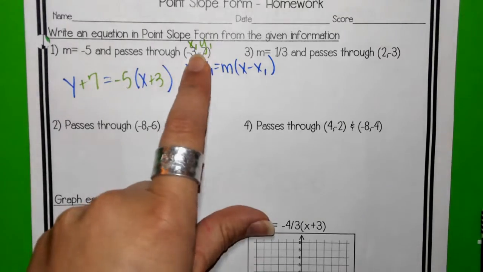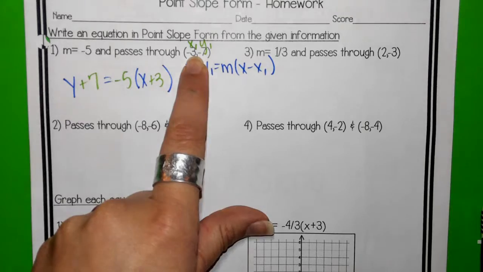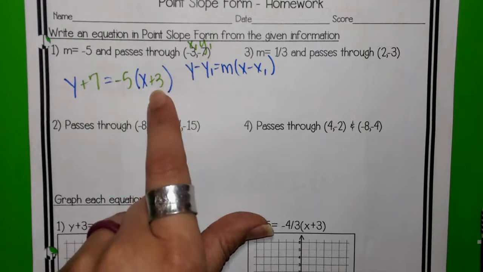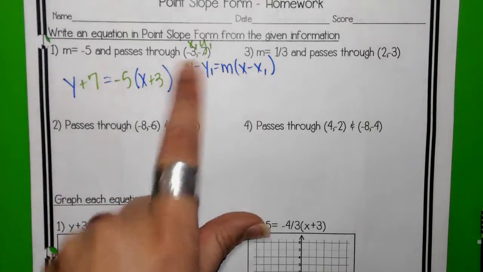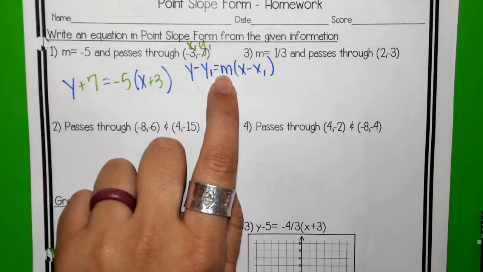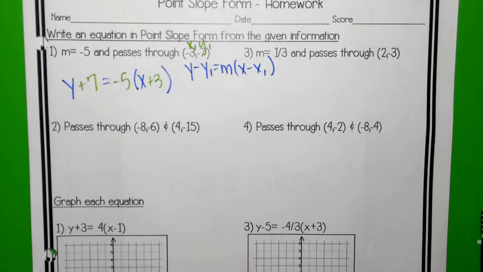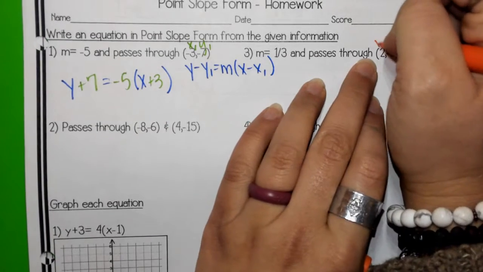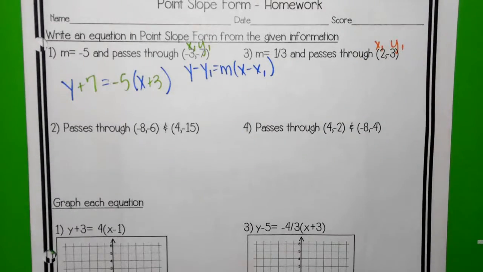Alright, so you always take the opposite of these numbers. So it's a negative 3, so the opposite is plus 3. It's a negative 7, so the opposite is plus 7. And you plug in your slope. Now, given that information, we're going to come over here to number 3, and this is x1, y1.